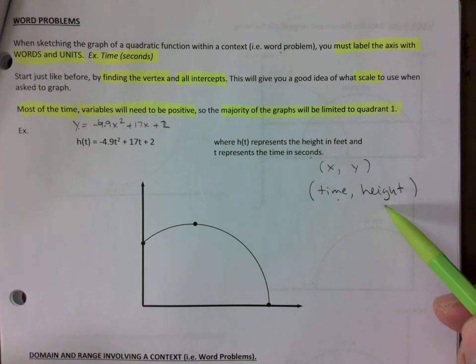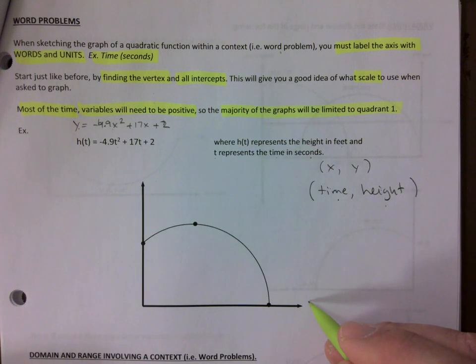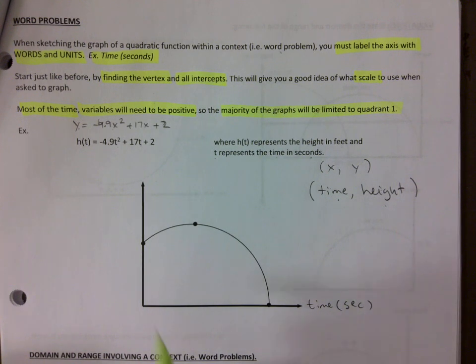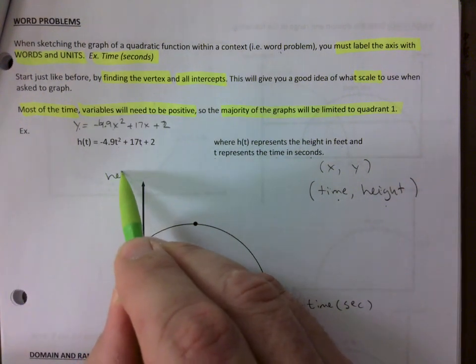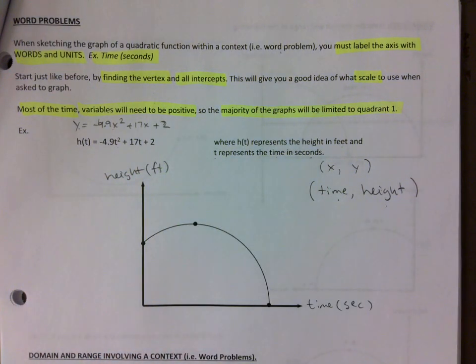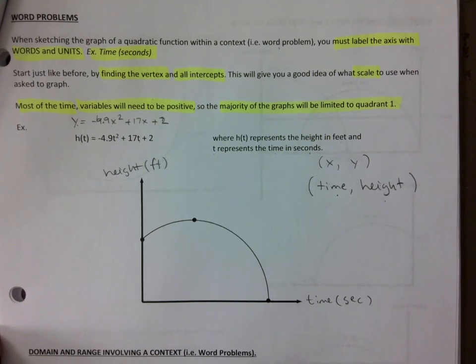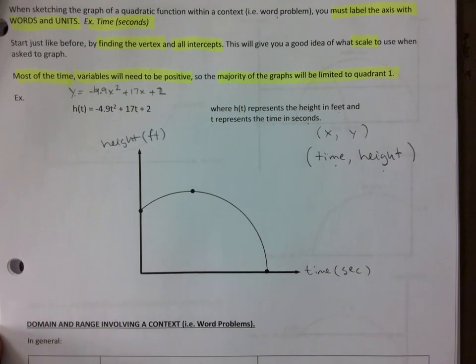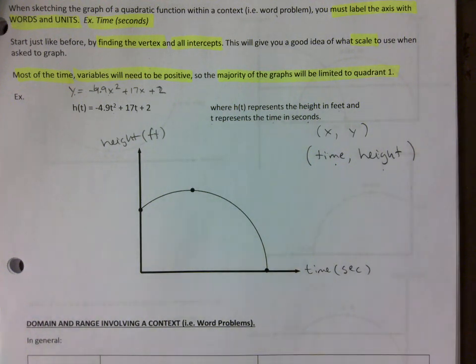Okay? So immediately you would have to label this as time in seconds. And this would be height in what? We were told feet. It could be yards, meters, inches, centimeters. You got to be careful. You got to read. So that would be the labeling part of the graph. And notice that we're in quadrant 1 because time cannot be negative.